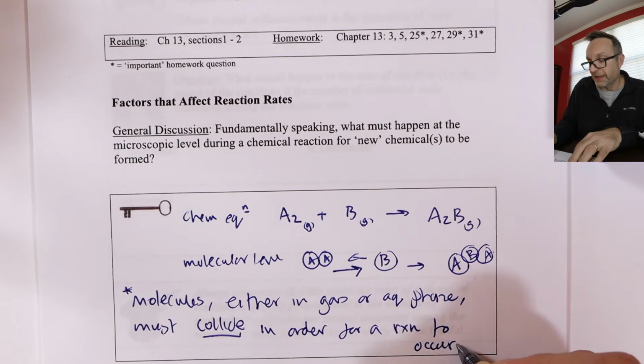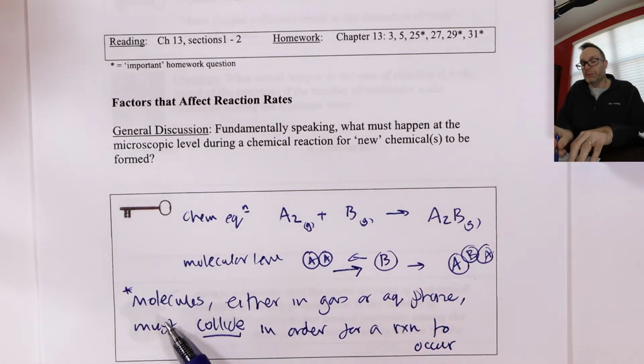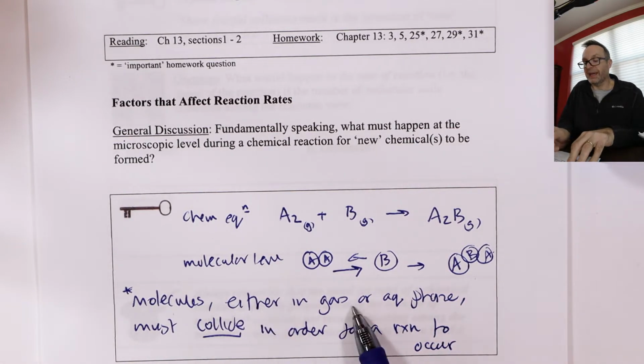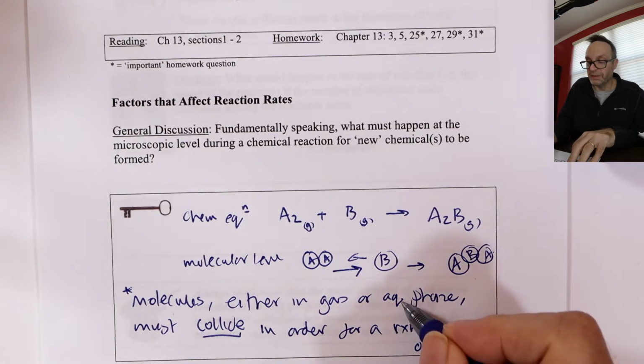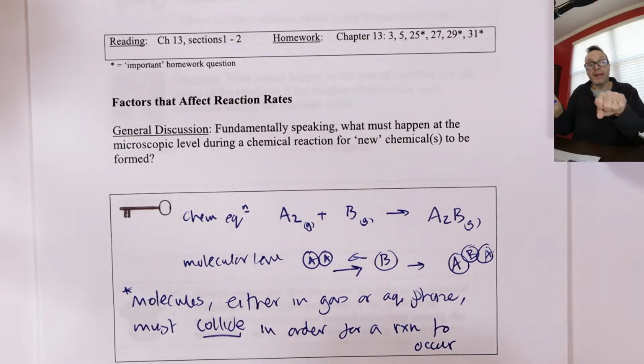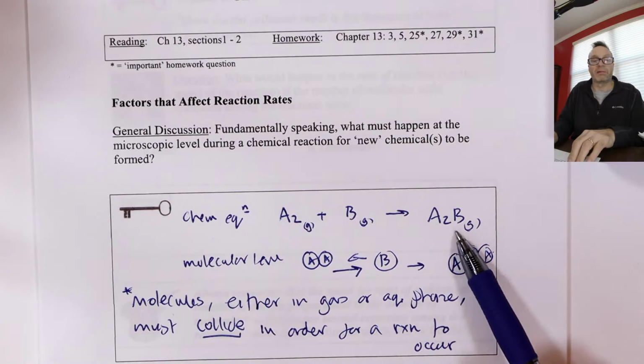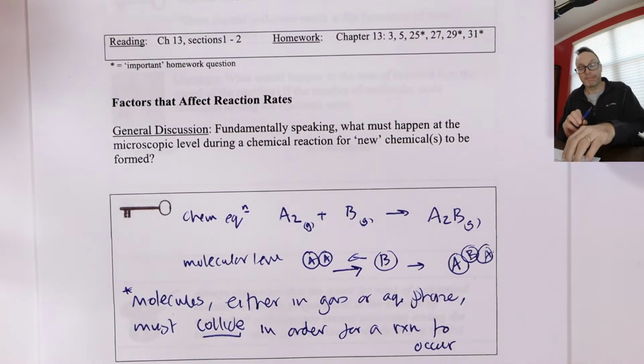So let's just read that. Molecules, either in the gas or aqueous phase, must collide, and when they stick, we call that a fruitful collision, which we'll talk about more later. So atoms, molecules, ions in the aqueous or gas phase collide and stick, we call that a fruitful collision. Their sticking product, if you like, is the product of the reaction.